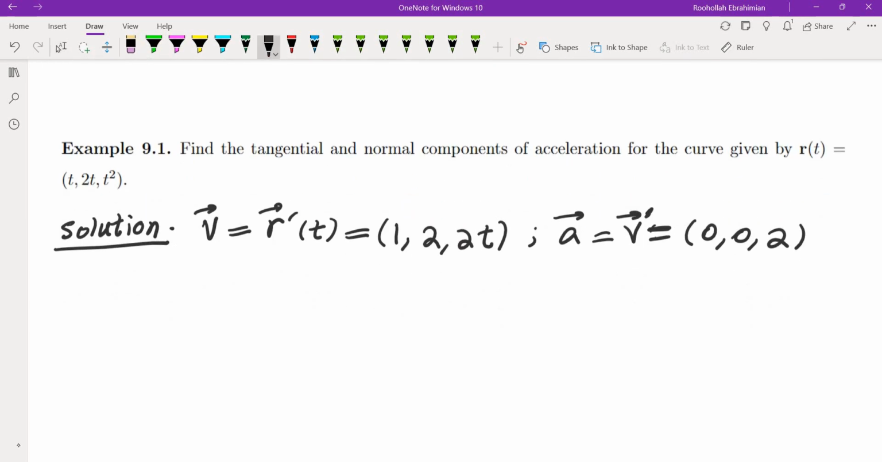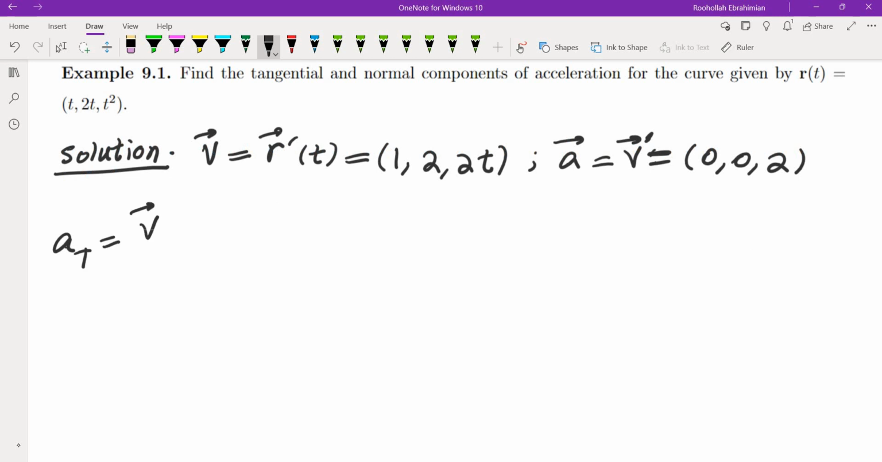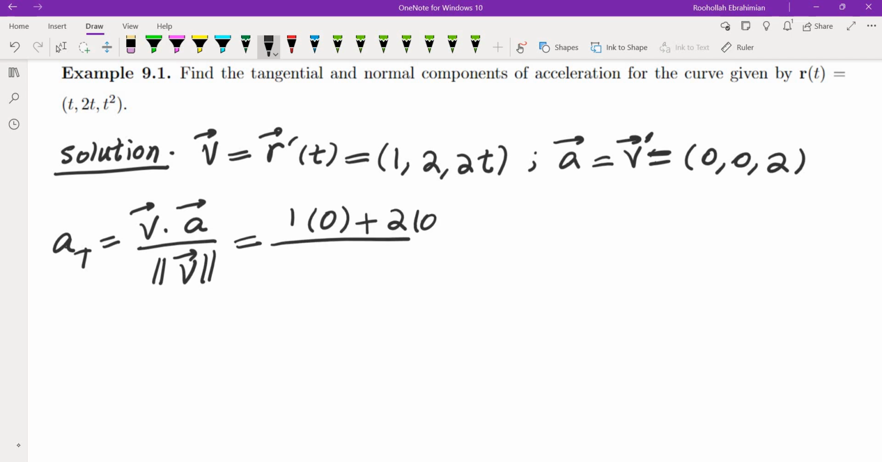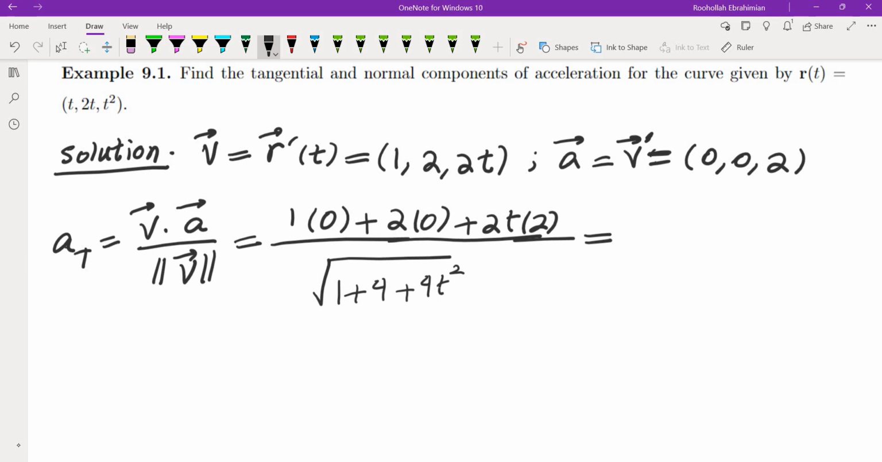Next, we're going to find the dot product of these two. A sub t is v dot a divided by the magnitude of v. V dot a is 1 times 0 plus 2 times 0 plus 2t times 2, divided by the magnitude of v, which is the square root of 1 plus 4 plus 4t squared. So this would be 4t over root of 5 plus 4t squared. So this is a sub t.